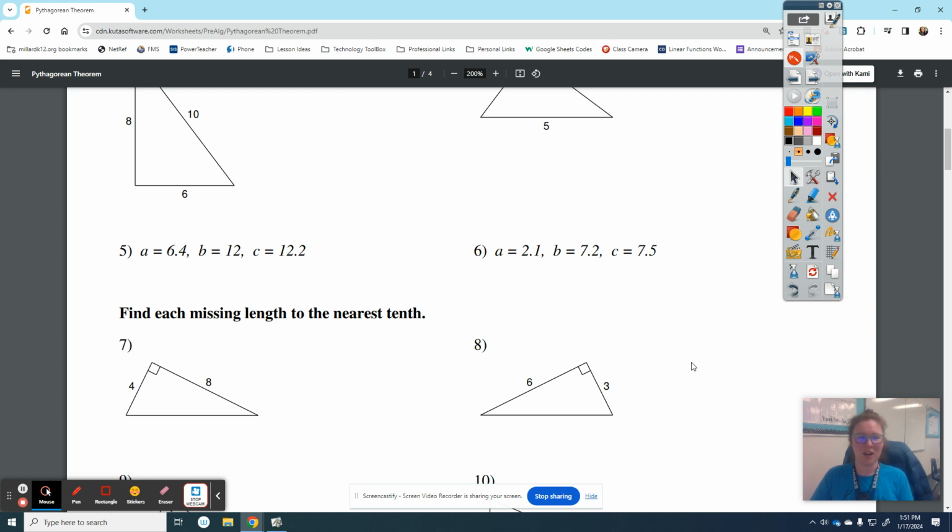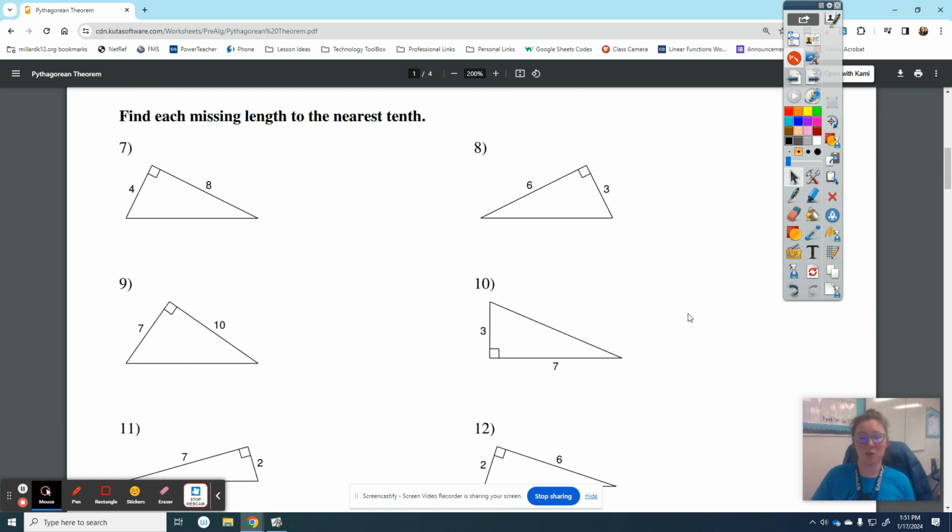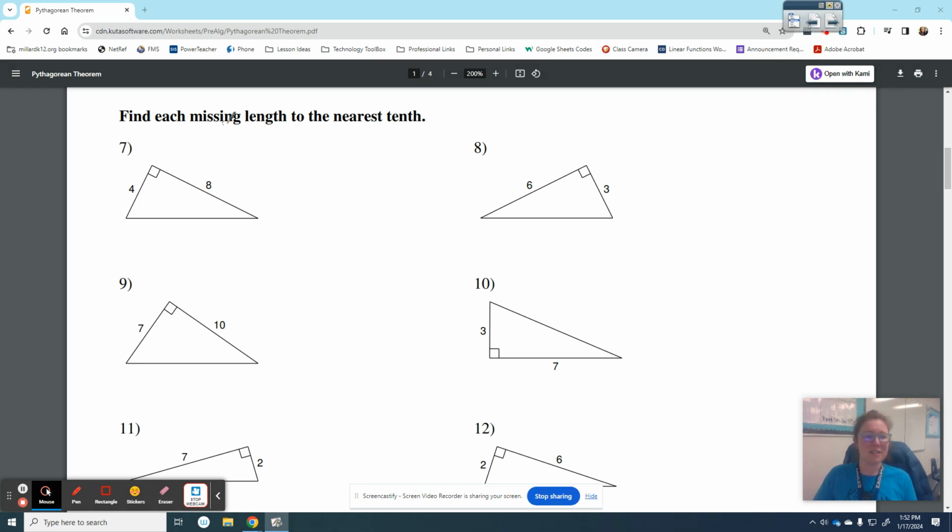Okay, so you should have tried 3, 4, 5, and 6 on your own. And now we're going to look at the rest of the questions. Same as before, I'm not going to do all of them, but I'll do some of them for you. Please make sure you are showing your work as we go through this. We need to find the missing length of each of these triangles. So they give us the two sides that are next to the 90-degree angle. That tells us that these are the two legs.